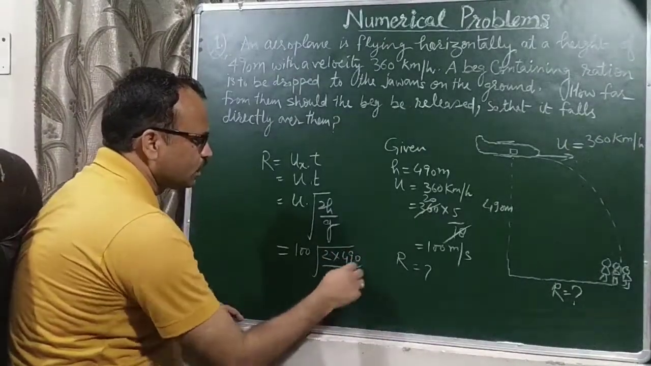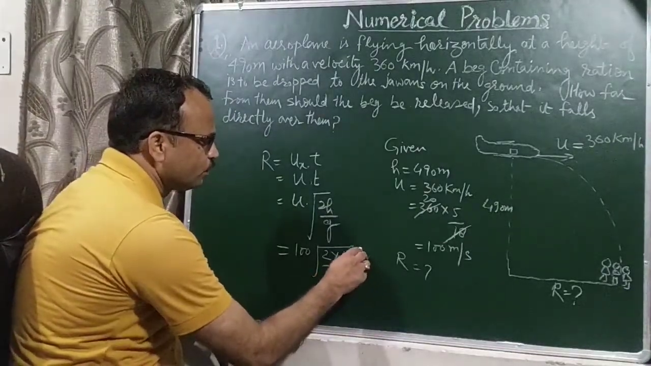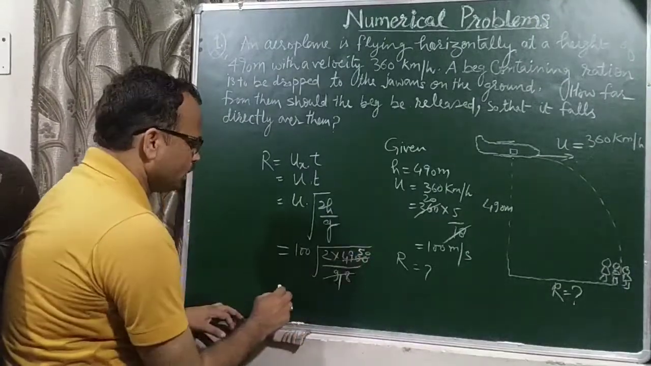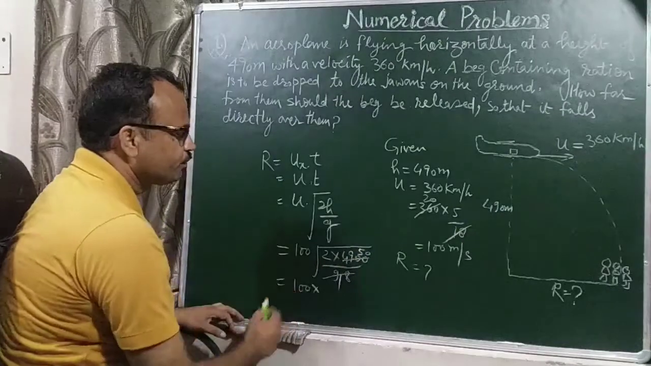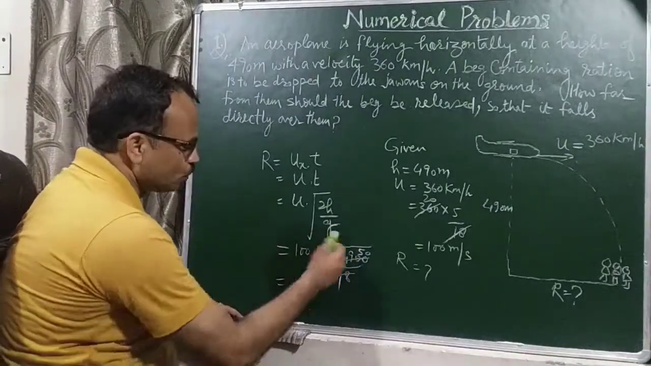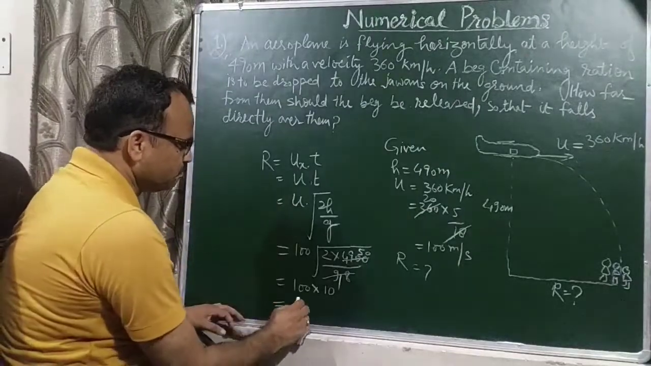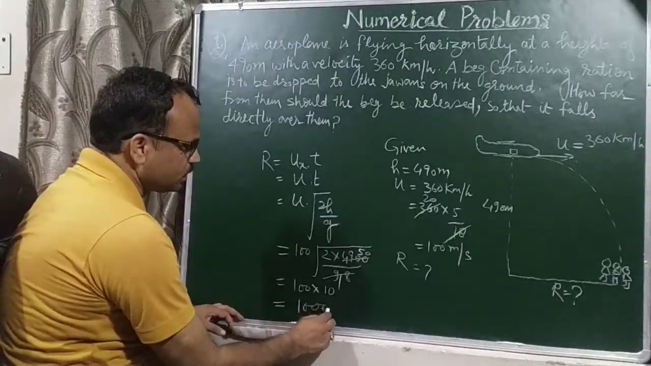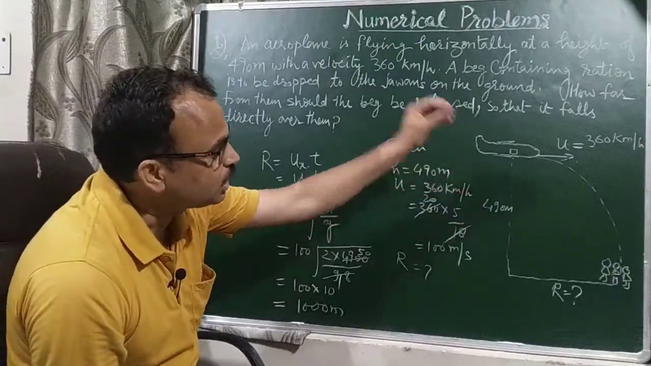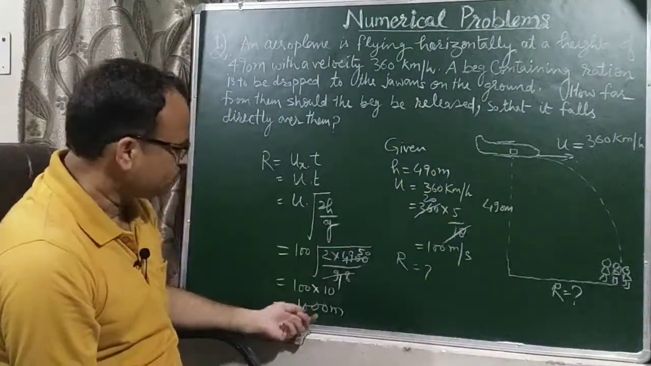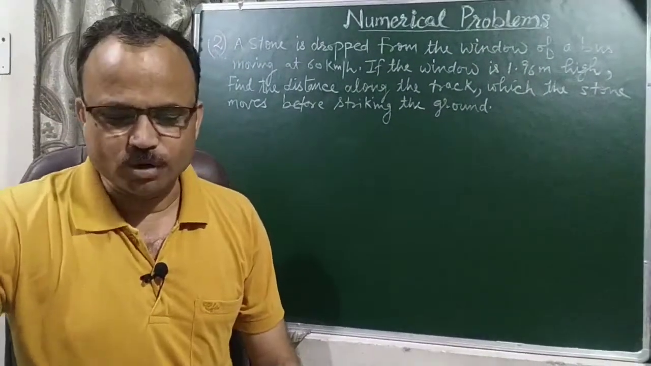Now 2 into 490 is 980, and 980 divided by 9.8 is 100. So it is 100 into root 100. The root of 100 is 10. It means the horizontal range will be 1000 meters. This means the bag should be released 1000 meters before the Jawans. Okay. Now note the next problem.